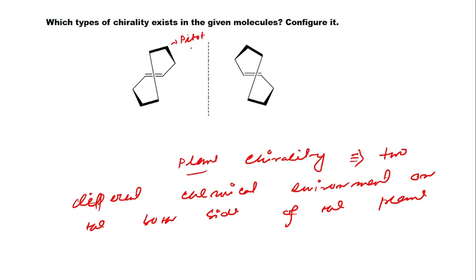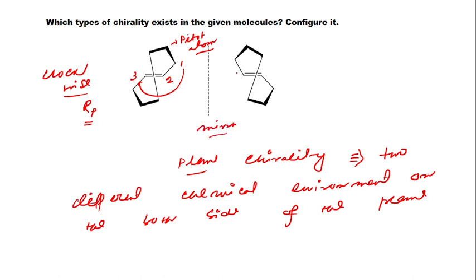Pilot atom. If this is the pilot atom, this is going to be 1. If it is 1 by default, this is 2. And this will be 3. Next thing, 1, 2, to 3, we find that it is clockwise. If this is clockwise, it is going to be R. And this is RP, meaning it contains plane chirality. Now this is the mirror image of this one.